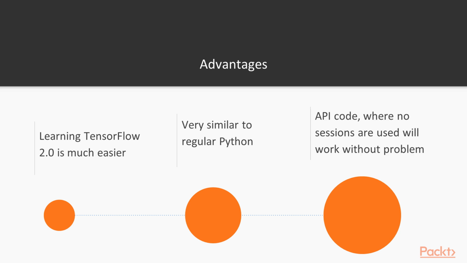The other advantage, of course, is that since the API has been consolidated, a lot of the code that was written in 1.0 using higher-level APIs, like for example Keras, may still work without any changes. In some cases, of course, they have to be modified, but a large part of the code written using APIs like Keras will continue to work.